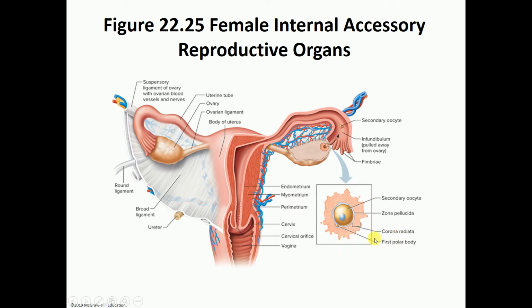Now that ovulated egg will be picked up by these finger-like projections that we called fimbria, and will be taken into this funnel-shaped area of the fallopian tube known as the infundibulum. Now the rest of the fallopian tube, that duct will connect to the inside of the uterus.